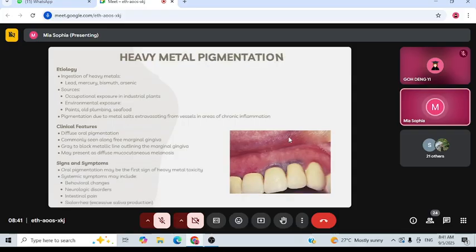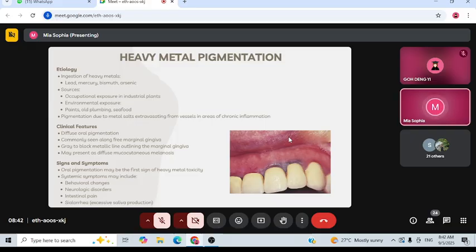Next is heavy metal pigmentation. It results from the ingestion or exposure to toxic metals such as lead, mercury, bismuth, and arsenic. These metals can enter the body through various sources, commonly from occupational settings like industrial plants or environmental sources like old paint, outdated plumbing, and contaminated seafood. The pigmentation itself occurs when metal salts leak out from the blood vessel in areas of chronic inflammation. This leads to deposition of pigment within the oral tissues.